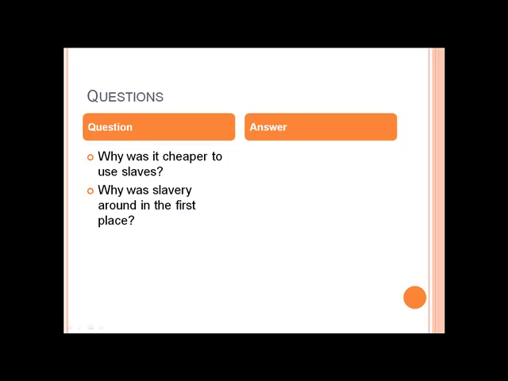Another one, why was slavery around in the first place? We know today that it's wrong and it's bad, so why did it even start? If there wasn't slavery, there wouldn't have been a war. And who started the war? Was it the North or the South? We'll find these answers at the end after we've read the paragraph.